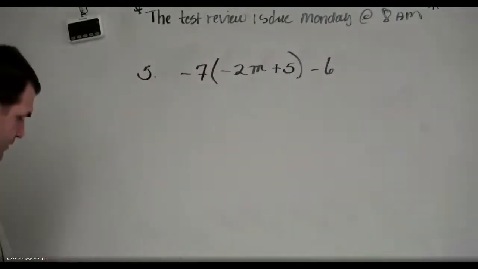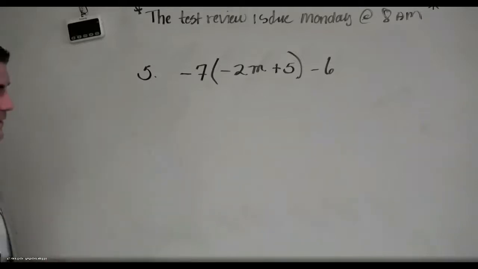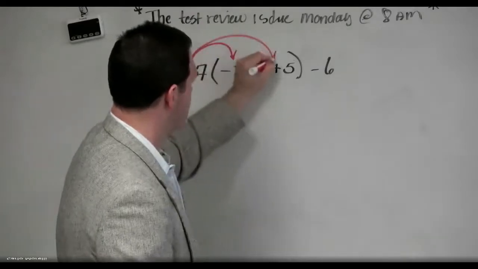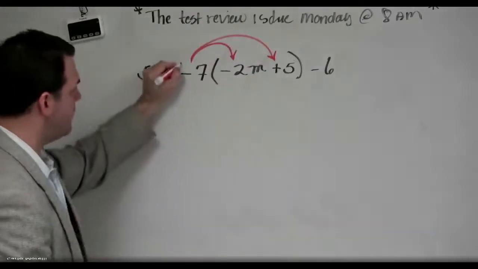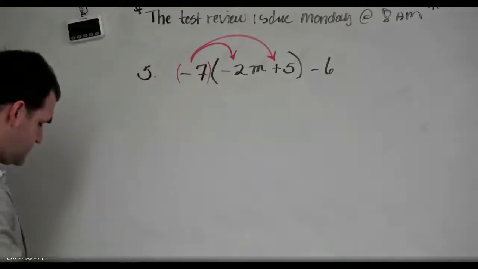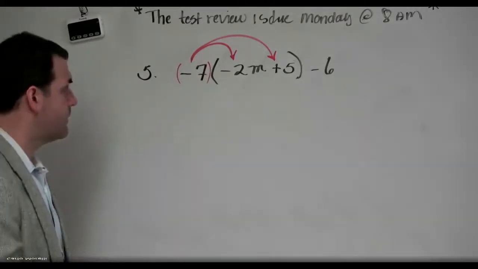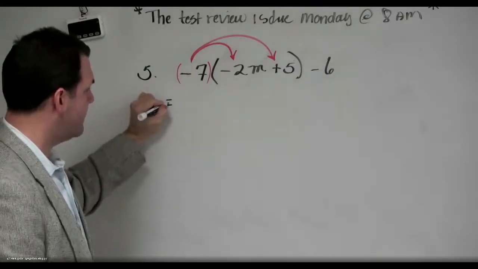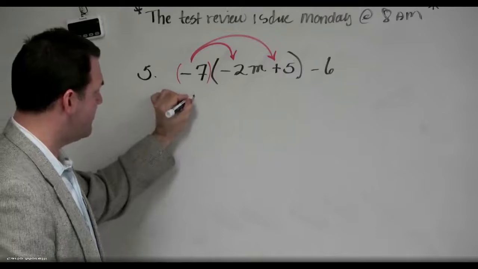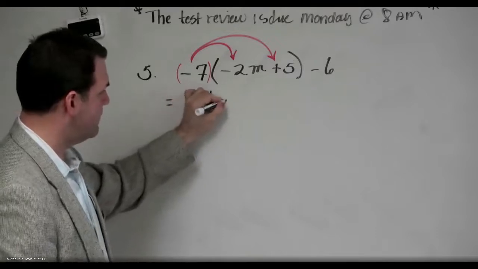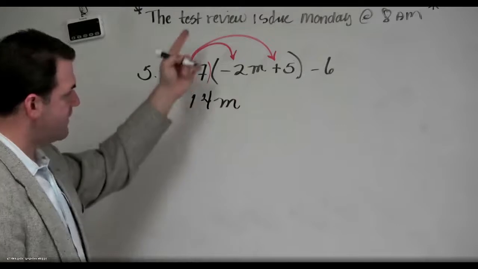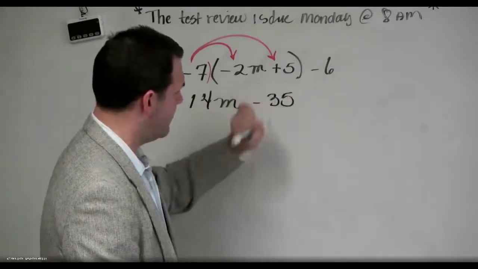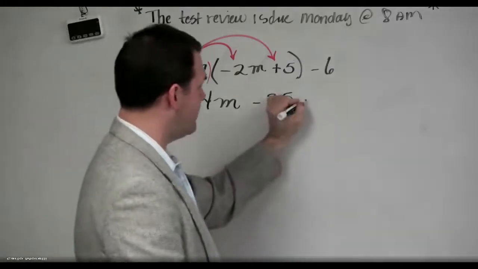Okay, so the first step is to distribute the negative 7 and then combine like terms. Remember, I'm distributing the entire negative 7. So negative 7 times negative 2m, here we're going to need a second line. This is positive 14m. Negative 7 times 5, negative 35. And then we just bring the minus 6 down.